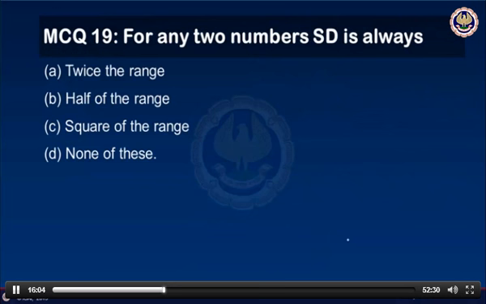MCQ 19. For any two numbers, standard deviation is: A, twice the range; B, half of the range; C, square of the range; D, none of these. If we have two numbers a and b, the standard deviation of a and b is modulus of a minus b by 2. This is the formula, a property of the standard deviation. So the option is half of the range. For any two numbers, SD is always half of the range.